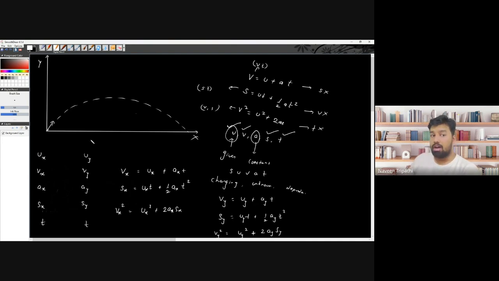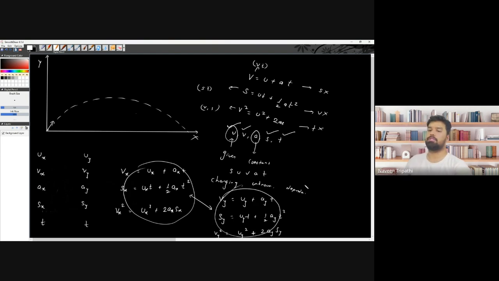Understood? Now, how does this relate? How are these two related? Clearly, you can see, remember I told you, time does not have an x-axis and y-axis. So time is that common linkage between these three sets of equations and these three sets of equations. See, time is t. It is not tx, ty.